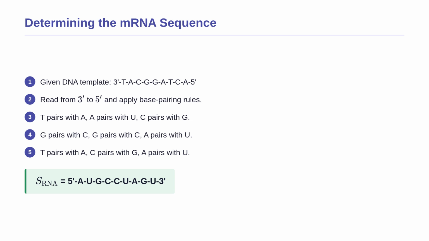Applying our rules, T becomes A, A becomes U, because this is RNA, C becomes G. Continuing this pattern, G becomes C, G becomes C, A becomes U, T becomes A, C becomes G, and finally, A becomes U. The resulting RNA sequence is synthesized in the 5' to 3' direction. This perfectly anti-parallel copy now carries the correct genetic information.